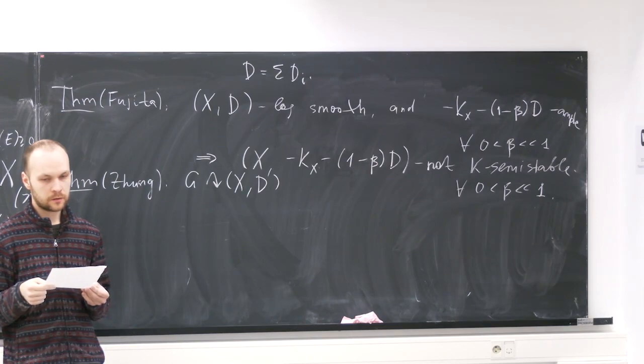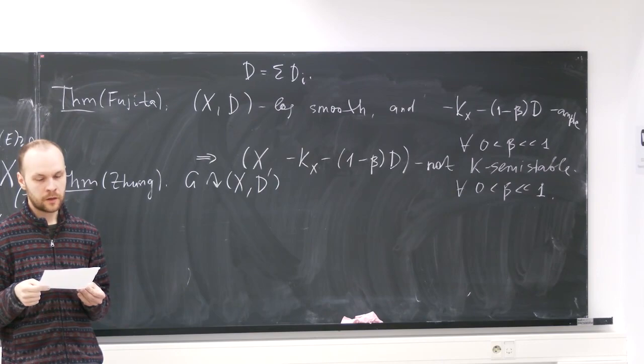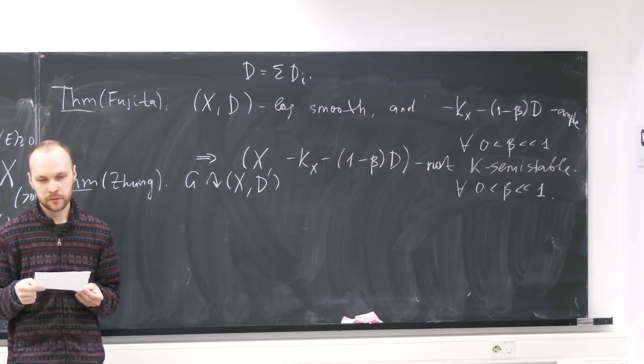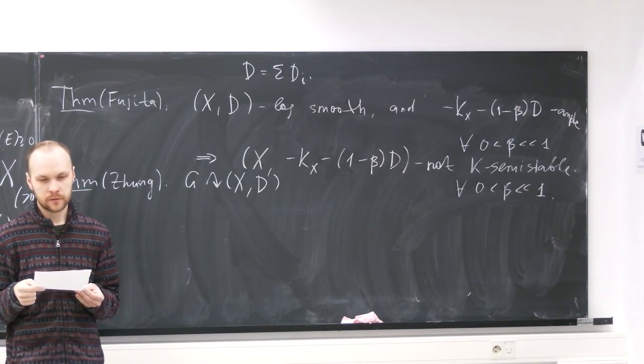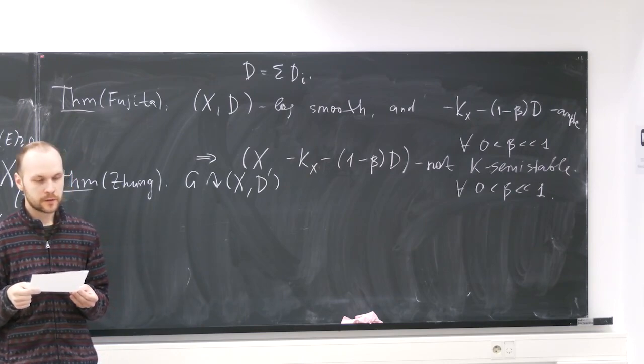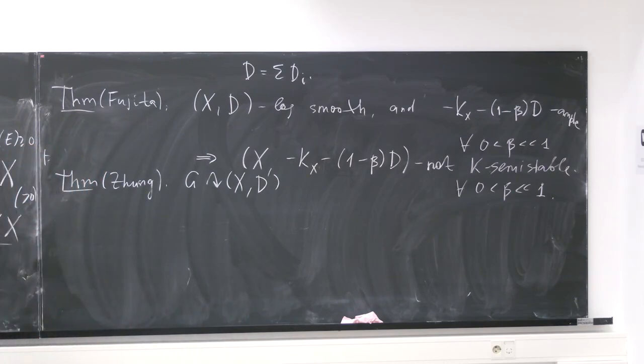P is the cubic curve, X is P2, and you're saying that it is K semi-stable for small values of beta? I think it's K semi-stable for all values between 0 and 1. Okay, maybe let us check this after my talk because I have only 10 minutes left, okay?